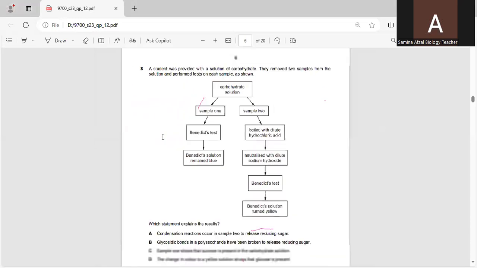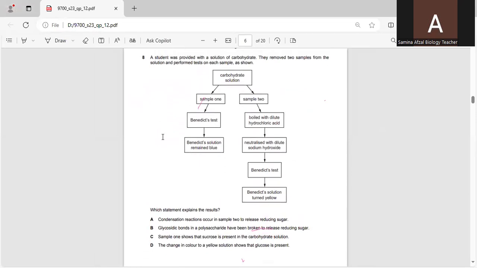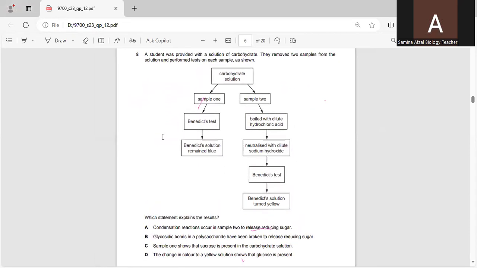Yes, here you can see question number 8 is given. A student was provided with a solution of carbohydrate. They removed 2 samples from the solution and performed a test on each sample as shown. Sample 1, Benedict test. Benedict solution remained blue.